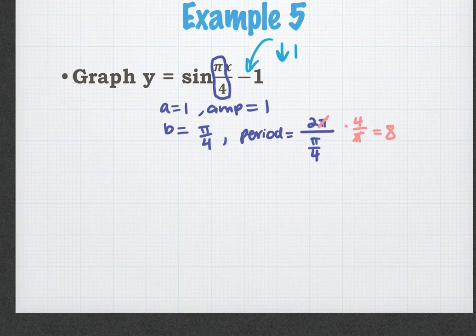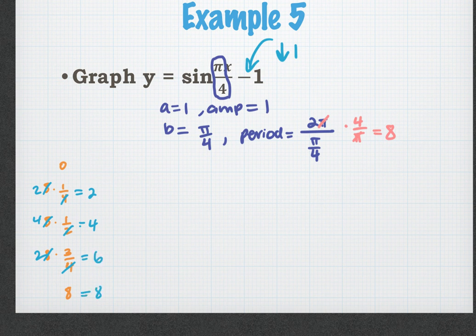So my first key point is 0, and then it'd be 8 times a fourth, 8 times a half, 8 times 3/4, and the last one, 8. So 4 goes into 8 twice, this is 2. 2 goes into 8 4 times, this is 4. 4 goes into 8 twice, this is 6. And the last one would be 8. First one is 0.